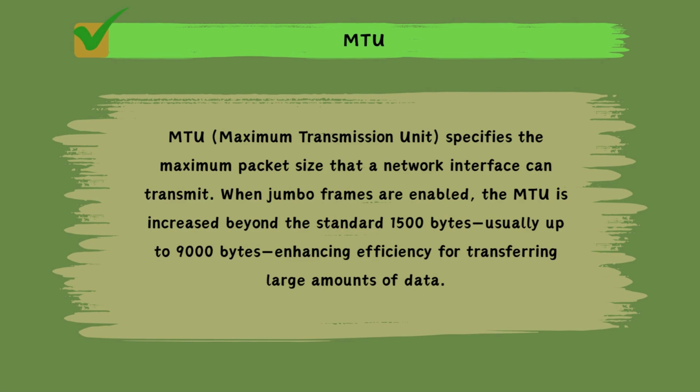MTU, Maximum Transmission Unit, specifies the maximum packet size that a network interface can transmit. When jumbo frames are enabled, the MTU is increased beyond the standard 1500 bytes, usually up to 9,000 bytes, enhancing efficiency for transferring large amounts of data.